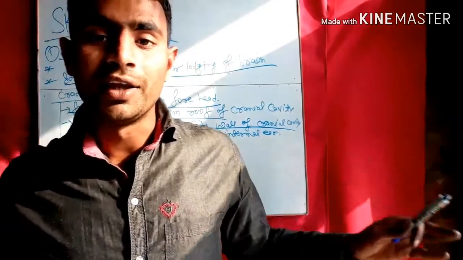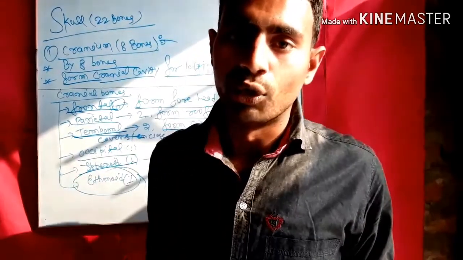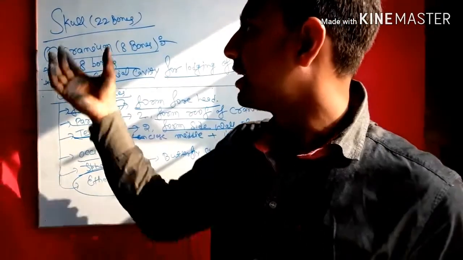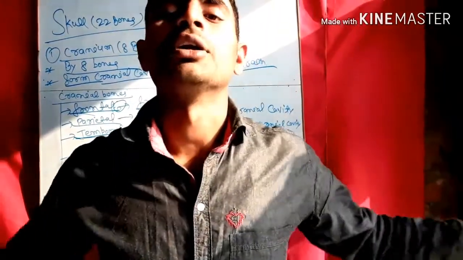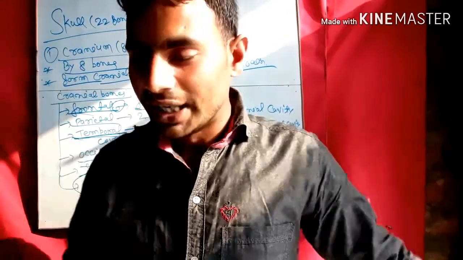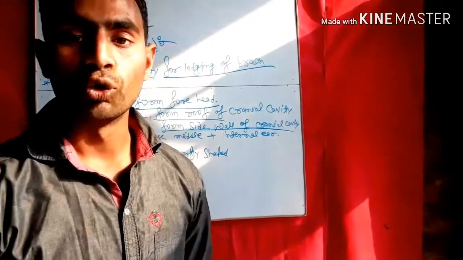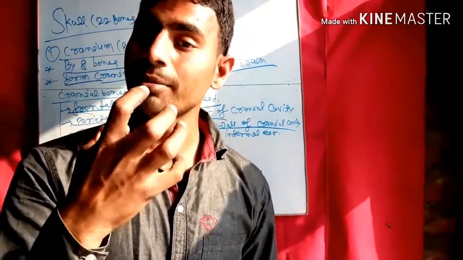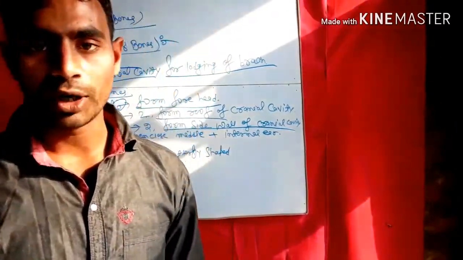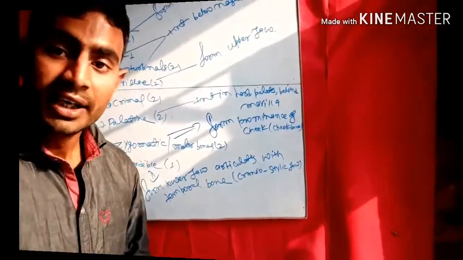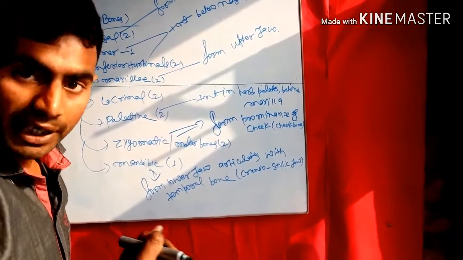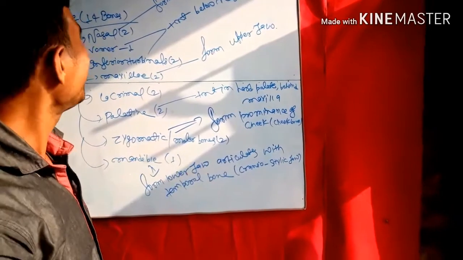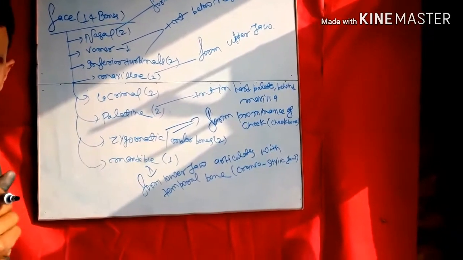And the facial bones are 14 bones. After that, you can understand that the skull is made by 22 bones. So next are the face bones. The face is made by 14 bones.